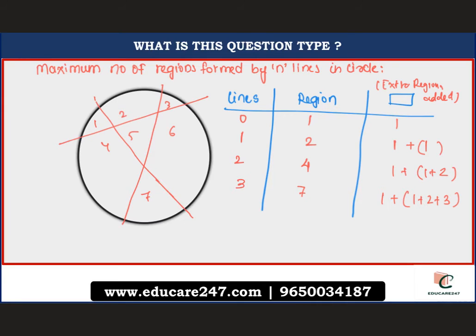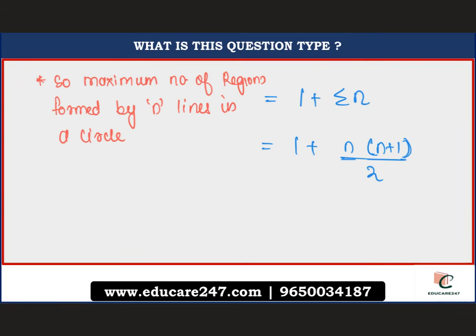Now you would be understanding the pattern slowly. Let's suppose we have 4 lines. You do not need to draw over here. The number of regions will be 11. Why? We just need to add one extra 4, because this keeps increasing. Hence, if we have n number of lines, the number of regions will be 1 plus the summation of n. This is the formula. So the maximum number of regions formed by n lines in a circle is 1 plus the summation of n.